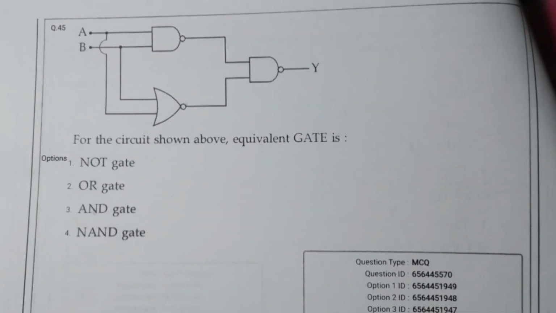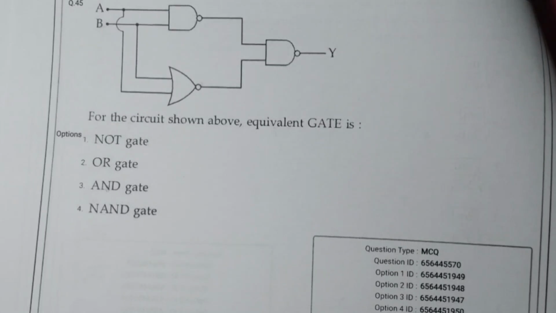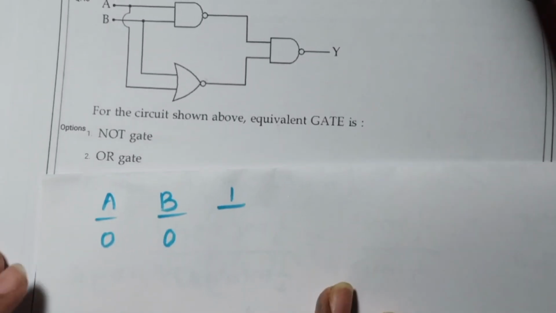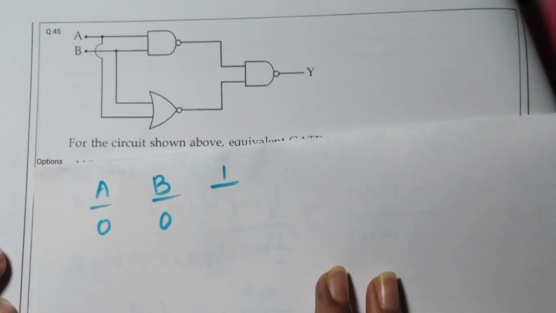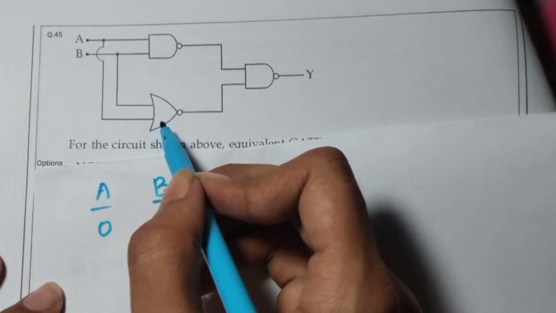So the next question, question number 45, is also a basic question, which is like this. For the circuit shown above, what is the equivalent gate? You can solve this problem by two ways: directly by mathematical reasoning or by general method, like let me explain to you in general way. So the first basic values, let us take 0 and 0. There are two NAND gates and one NOR gate.